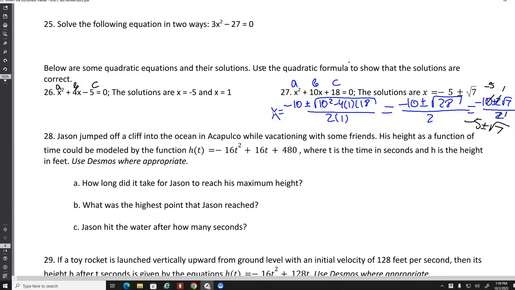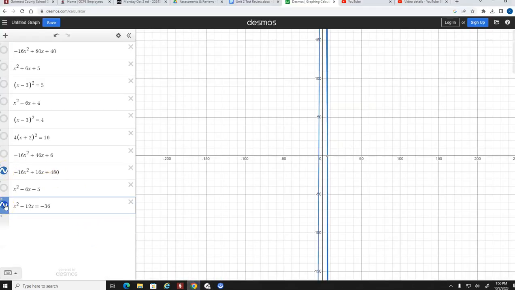So this checks out. All right, now, this next question, 28, I can graph it. And I did right here. All right, this is the equation right here.